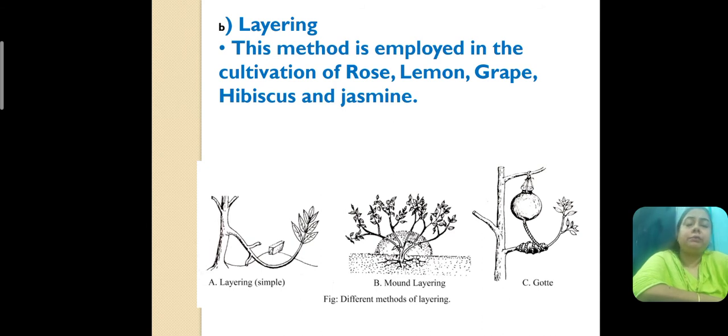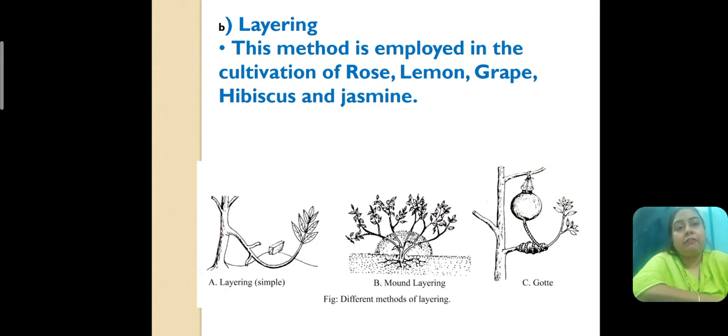Layering is yet another method of vegetative propagation. In simple layering, a lower branch of the main plant is buried under the soil. It is kept moist for some days, and what we find is the growth of adventitious roots in that lowered stem which is under the soil. Now this part of the plant can be detached from the main plant, and this will grow as a new plant. See figure A in the slide.